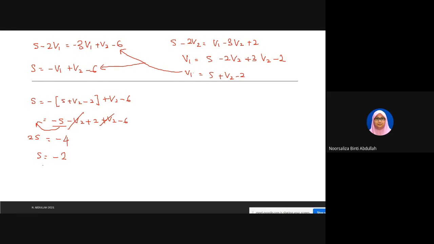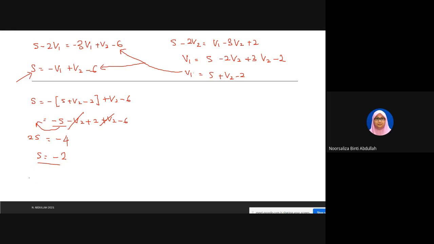Okay, so S equals minus 2. Then what you need to do is replace this S into these equations. First, you substitute S into this equation, this one. Now you substitute into this equation first.